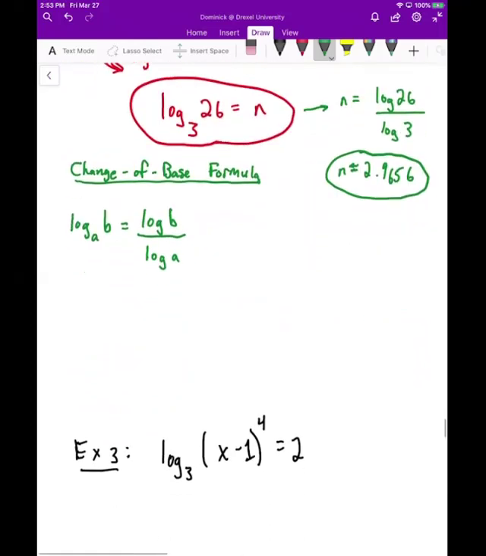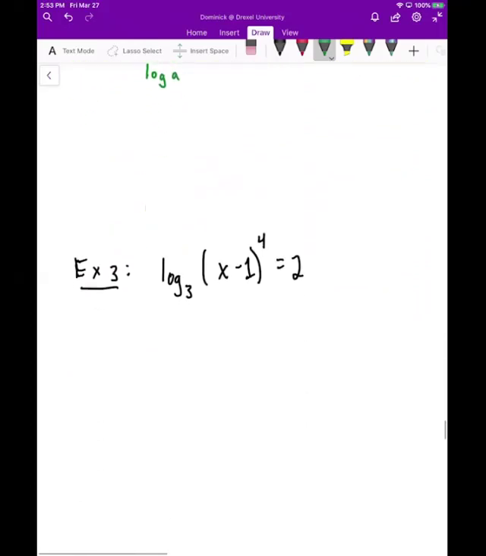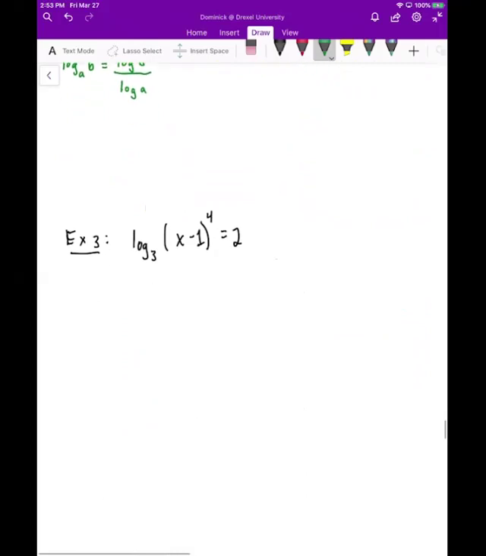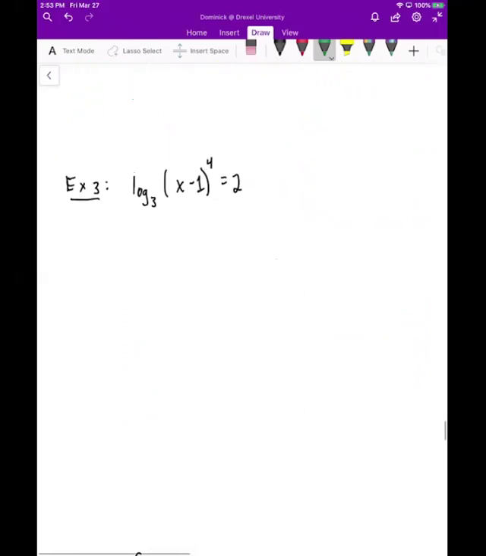Okay, now the next example, we're going to solve a logarithmic equation. All right, now in this example, there's really 2 ways that we can do it. So one way is to first convert it right away to an exponential form.